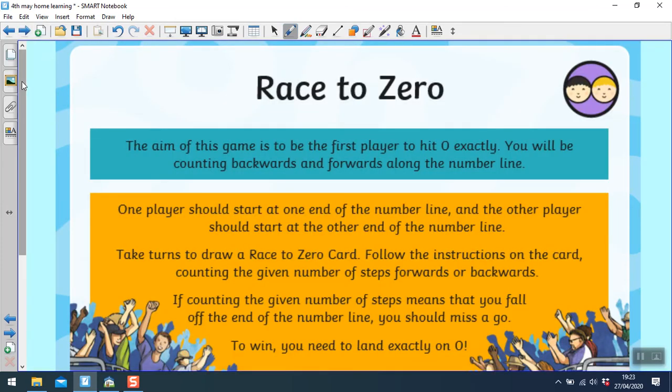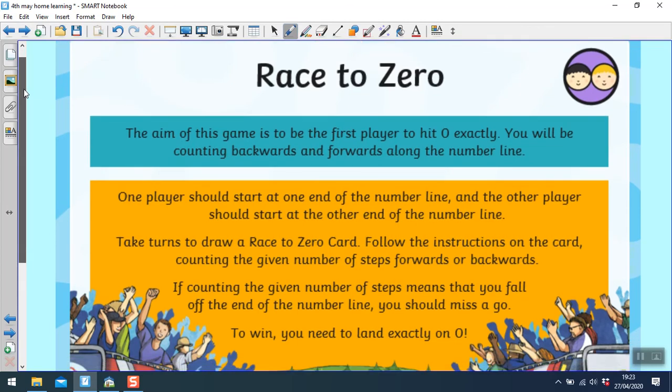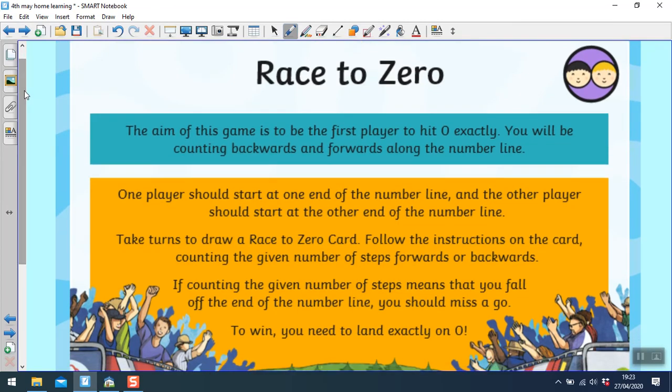Right, you're going to play a game now. The aim of the game is to be the first player to hit 0 exactly. You will be counting backwards and forwards along a number line. One player should start at one end of the number line and the other player should start at the other end of the number line. Take turns to draw a race to 0 card. I'll show you those in a minute.